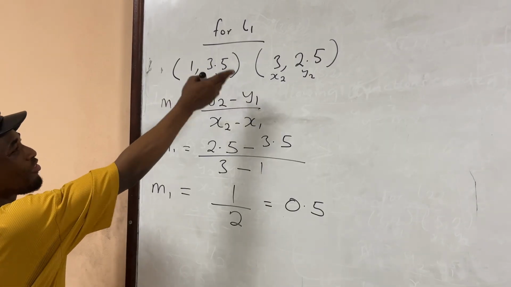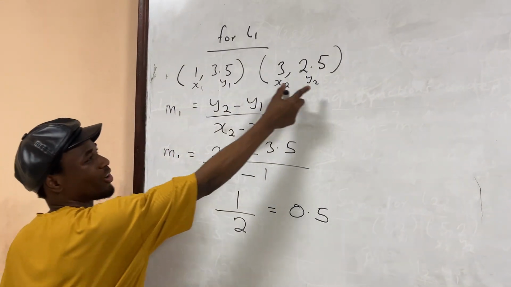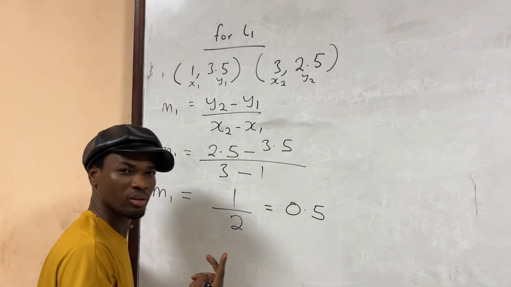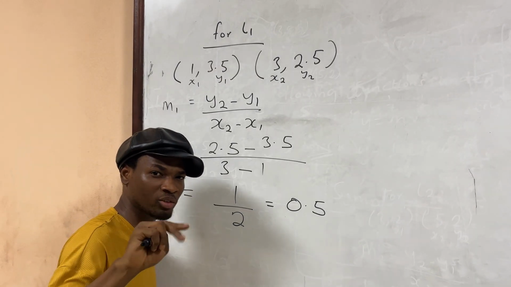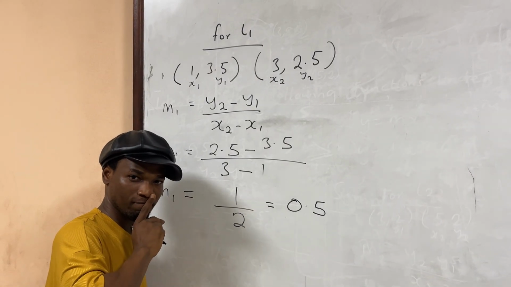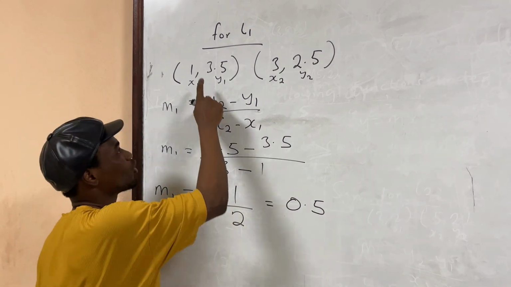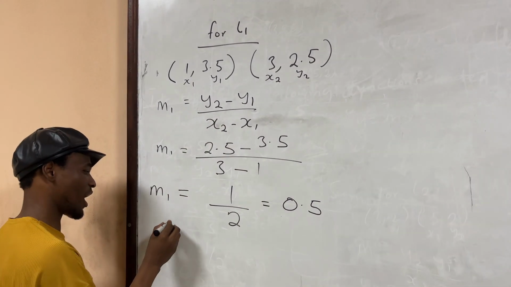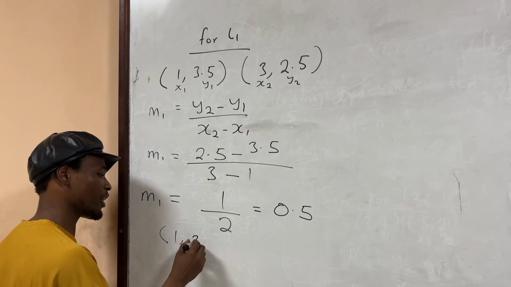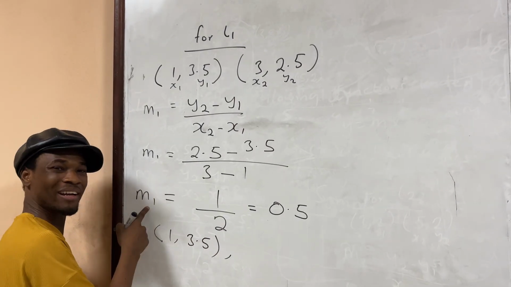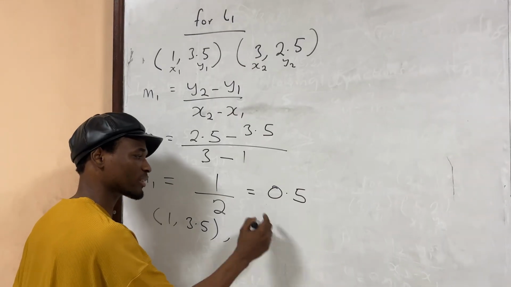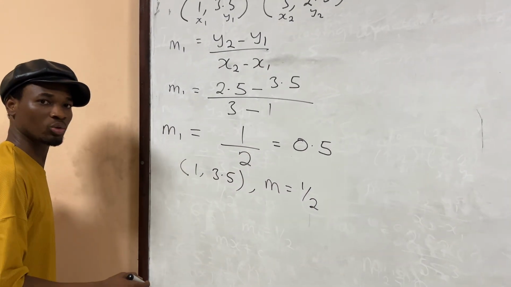Now you can pick any of the coordinates, either this or that. Which one should you consider? I'm giving you 3 seconds to think about it. Alright, let's consider the first one. So I have 1, then 3.5, and I know the gradient, which is half.